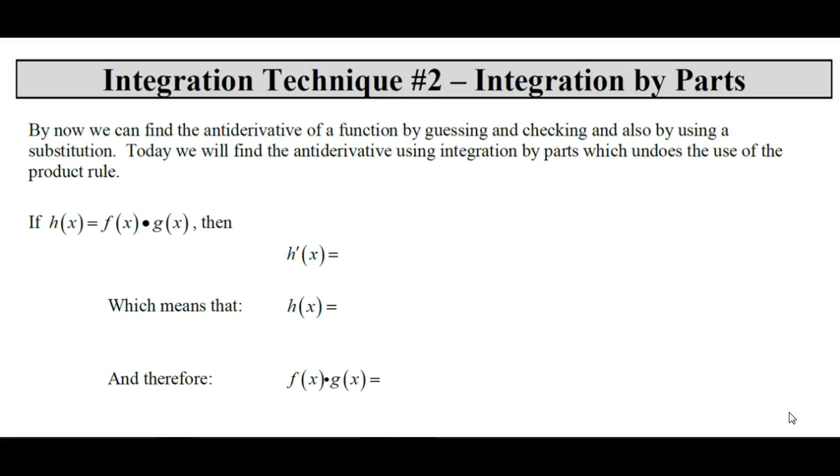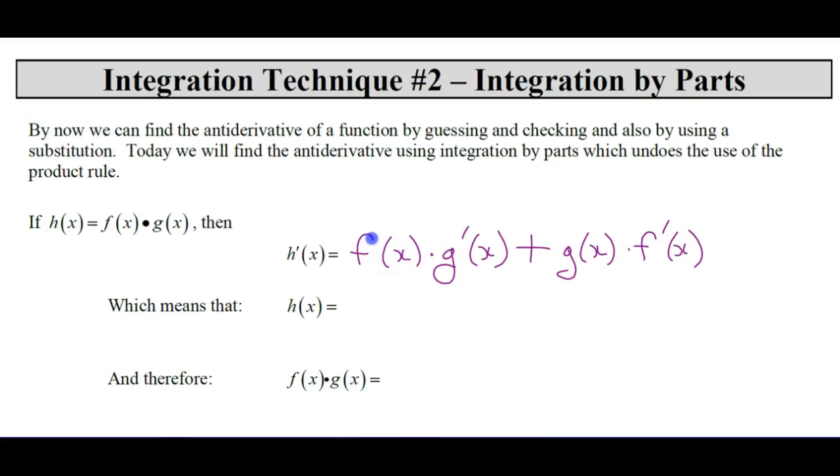But how do you undo the product rule? So let's take a look. Just say if h of x, some function, is the product of two functions, then what's h prime of x defined as? So we know that it's the first function times the derivative of the second function plus the second function times the derivative of the first function, right? That's just basic product rule.